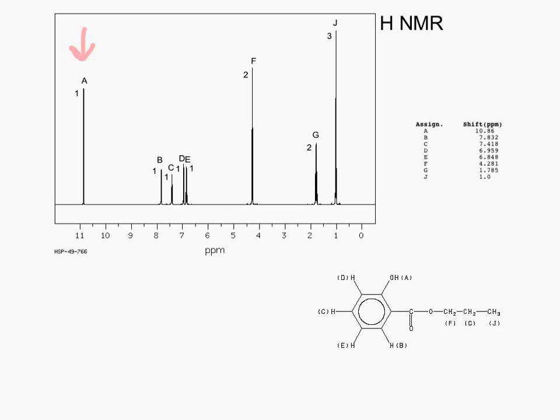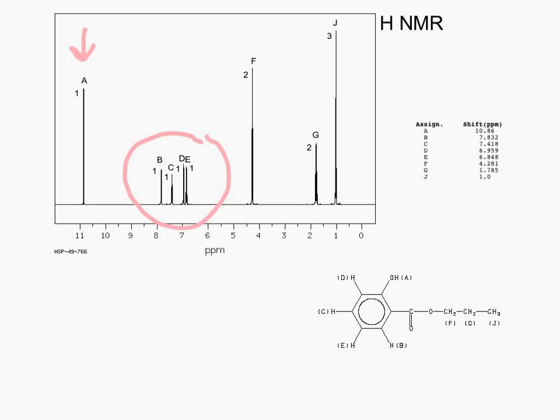Protons B, C, D, and E, these here, which are also these protons here in the structure, are in between 6.5 and 8 and are representing the different protons on the aromatic ring itself.